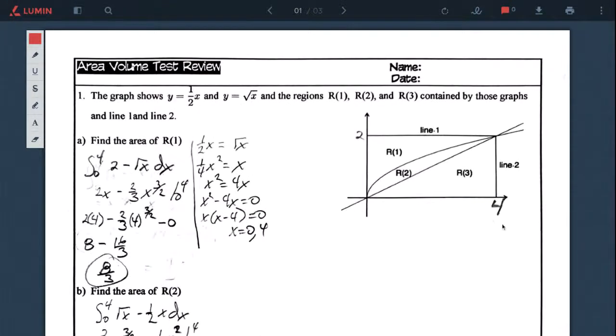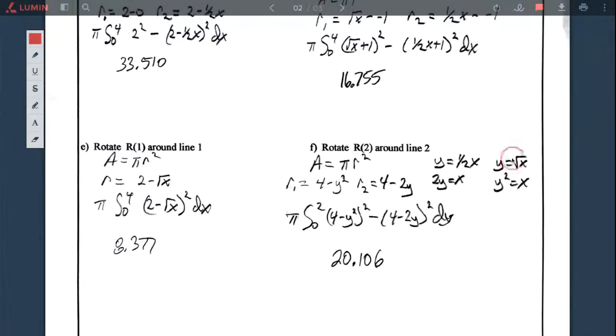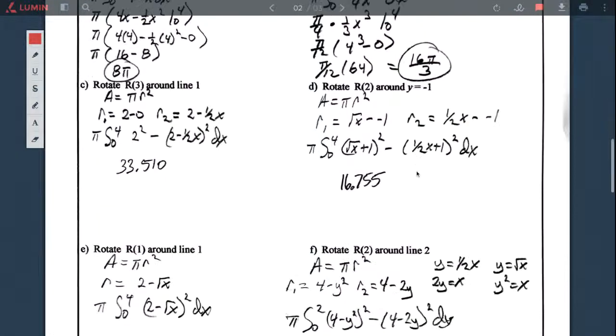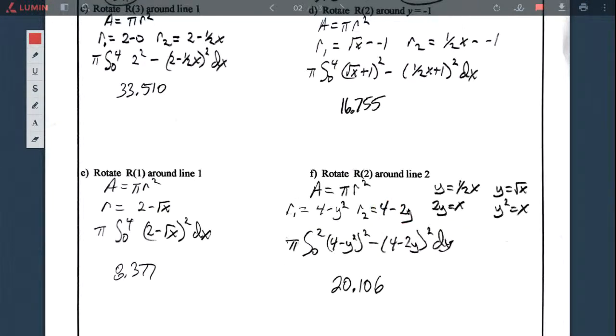R2 around line 2. Notice line 2 is on the right. When I'm rotating around this, I do have a gap, so I need two r's. Line 2 is on the right, so that means 4 is going to come first on both of them. So 4 minus the square root, which turned into y squared, so I have 4 minus y squared. And then I have 4 minus the line, which is 1/2 x. The 1/2 x turned into 2y, so I get 4 minus 2y.